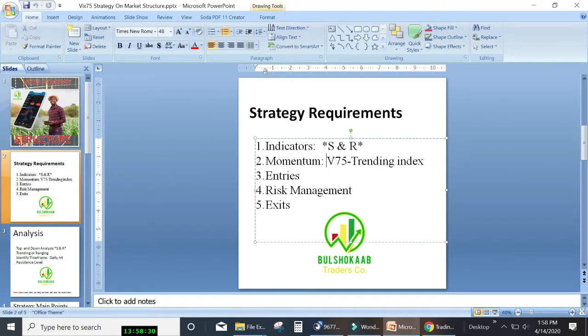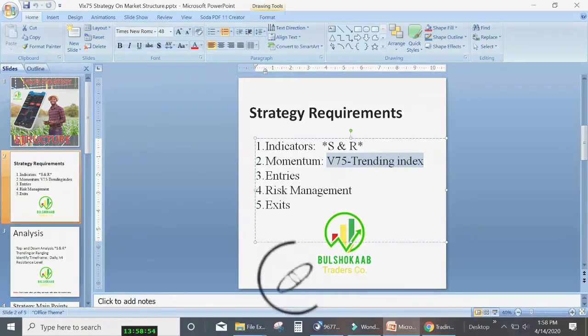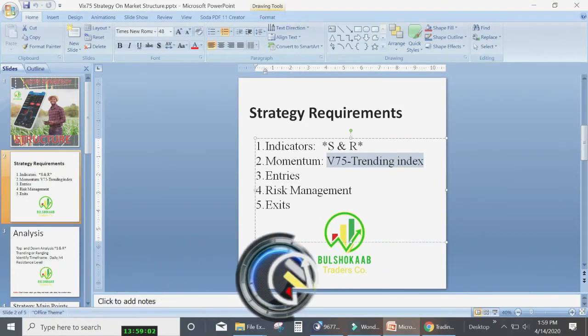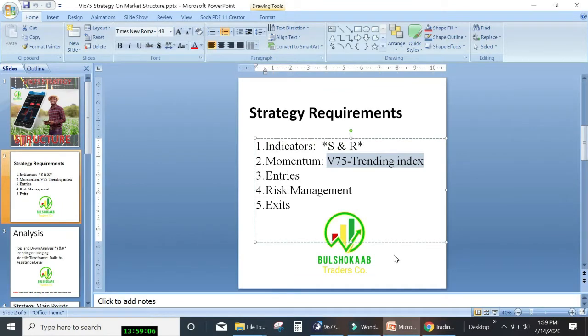For example, in volatility 75, we can predict the trending index, whether it is uptrending or downtrending. Remember, the market can also be in three states: the uptrending state, the downtrending state, and also the ranging state or the consolidation. I hope you understand all those basic informations.